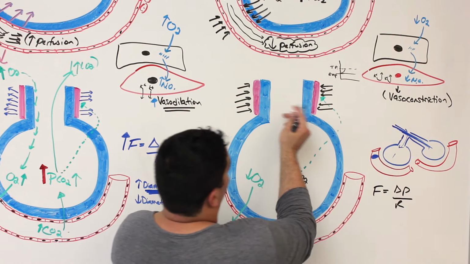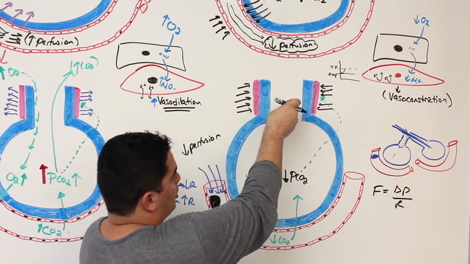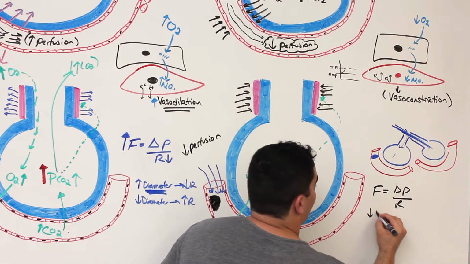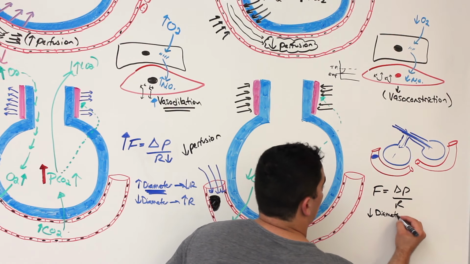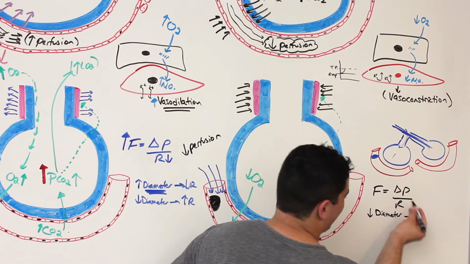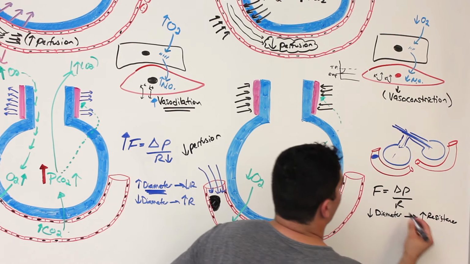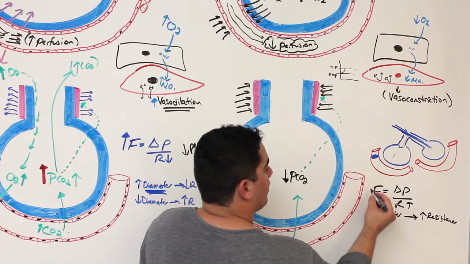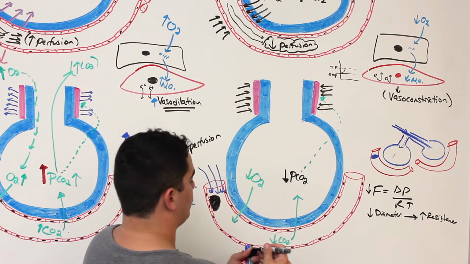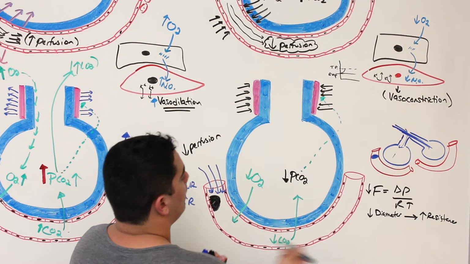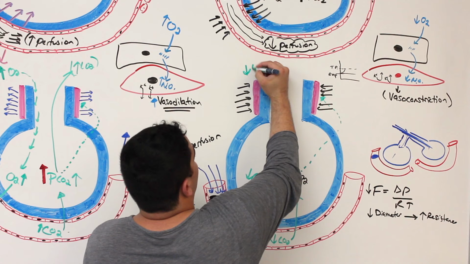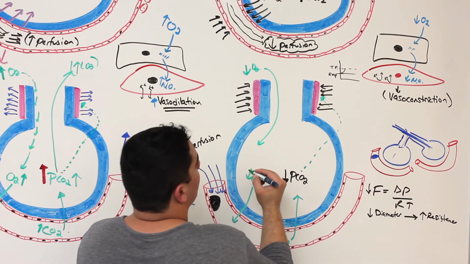What did we do to the diameter when we have bronchiolar constriction? We decrease the diameter. If we decrease diameter, what does that do to the restriction or the resistance? It increases the resistance. If you increase resistance, what does that do to the gas flow? It decreases the gas flow. So what does that mean? That means very little oxygen is going to be coming in, and what else?